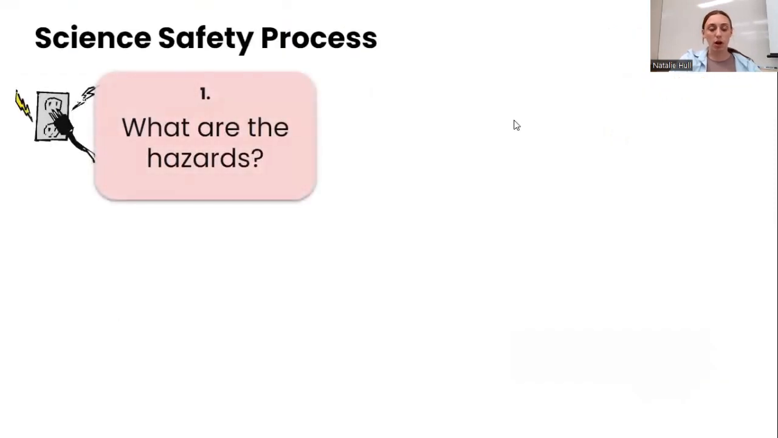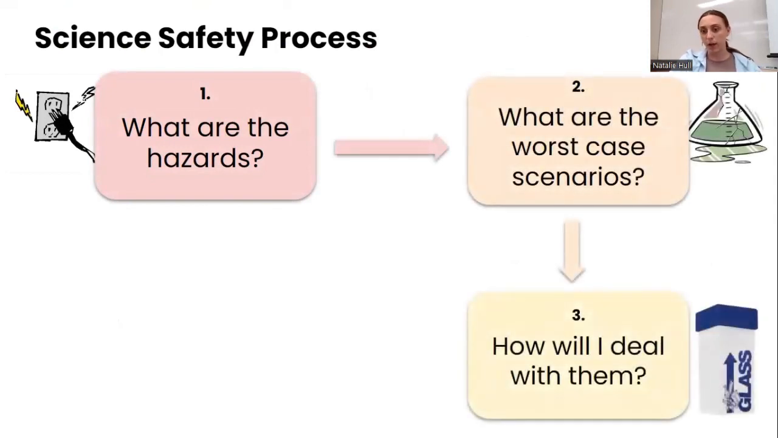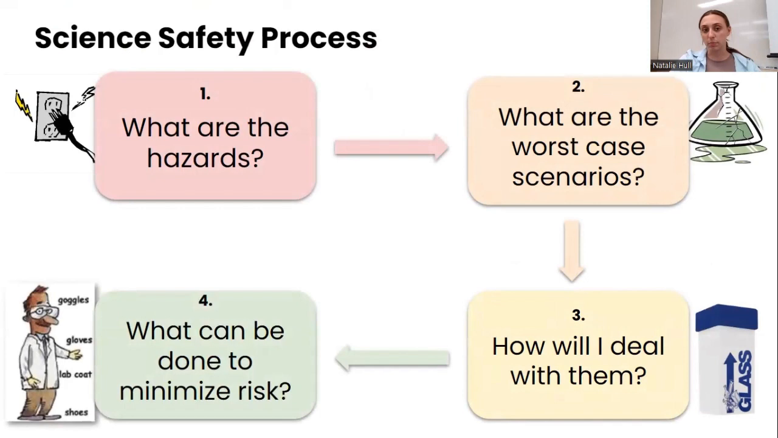So the science process, we need to understand what the hazards are, what are the worst case scenarios in order to prevent them, how will you deal with them if that actually does happen, and then lastly, what can we do to minimize the risk? So understanding each of those parts is very important to maintain our safety. Knowing what the worst possible case is and knowing how to deal with that if that happens will prepare you in the best way possible.